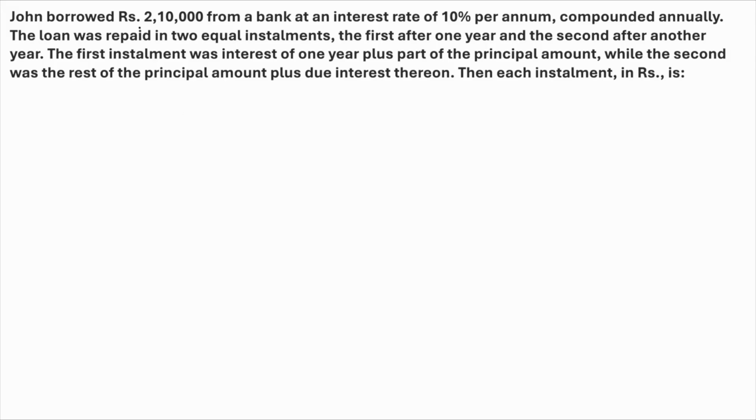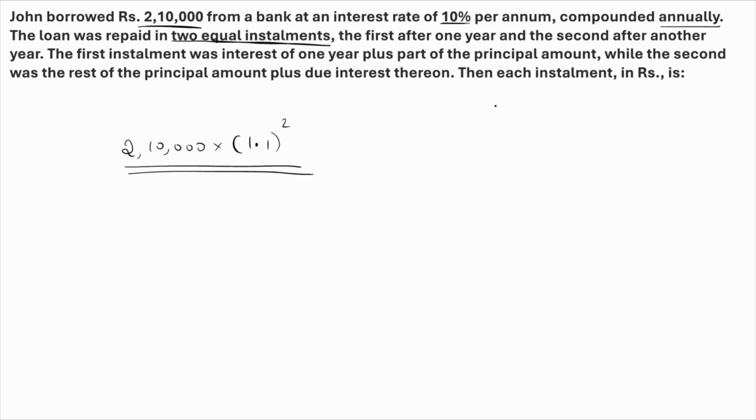John borrowed 2,10,000 at 10% interest rate and he is paying the loan in two equal annual installments, compounded annually, right? So if you apply the concept of compound interest, guys, the amount will be the principal 2,10,000 into 1.1 the whole raised to 2. Principal is 2,10,000 into rate is 10%. So the amount is 2,10,000 into 1 plus 10 by 100 raised to 2 for 2 years. This is the entire amount due in 2 years, right?